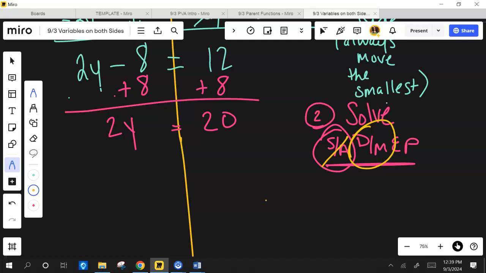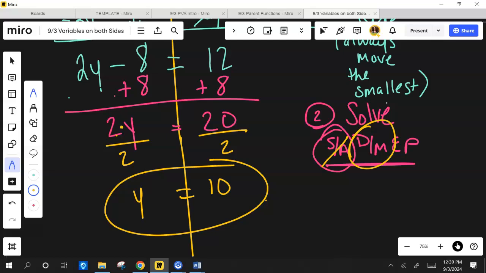What's being done here? Read this. 2. What's the operation in the middle? 2 times y. So what's the opposite of times? Divide. So I'm dividing by what? 2. It's 2. And if I divide on this side, I got to divide on this side, yes? So y.